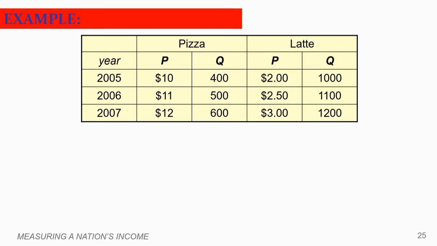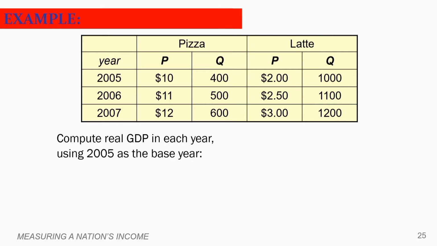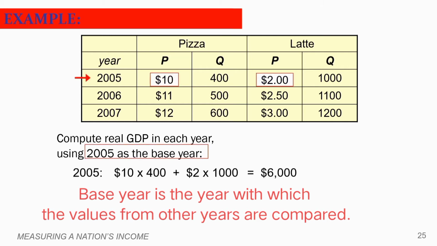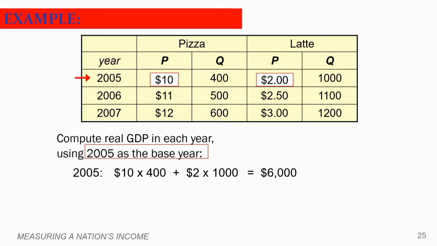Another data or the diagram shows the information of pizza and latte in each year. So this time we will calculate real GDP. But first, again, we will identify a base year. This time we will use 2005 as the base year. So what is the real GDP in 2005? It is now equal to $6,000. As you can see, the same siya kanina dun sa nominal GDP.